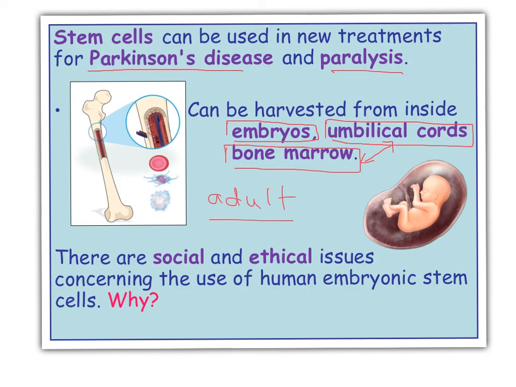Now, there are social and ethical issues, particularly concerning the removal or harvesting of human embryonic stem cells. It's the idea that you are killing or destroying a potential life to remove those stem cells. Whereas taking stem cells from the bone marrow is a simple operation, and obviously the umbilical cord goes to waste, it's not used. So they are the simple ideas about mitosis, meiosis and stem cells.